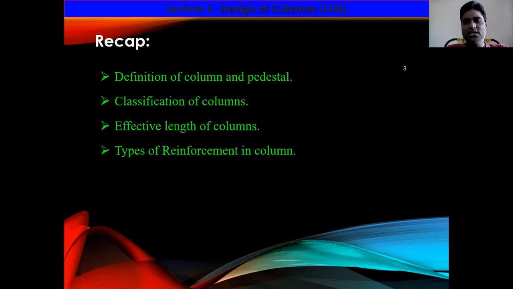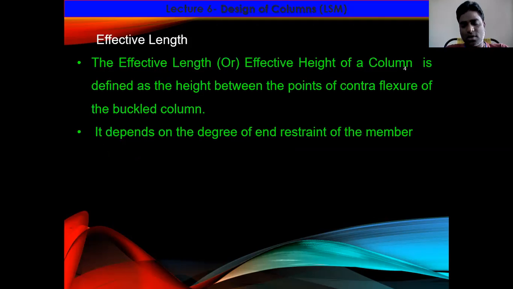What is meant by axially loaded column? The load exactly coincides with or passes along the centroidal axis of the column. If it does not pass along the centroidal axis of the column, then you can call it an eccentrically loaded column. So these four types we have discussed, and again in that there are some other classifications we have discussed in last class. Then we have discussed the type of reinforcement to be provided in columns.